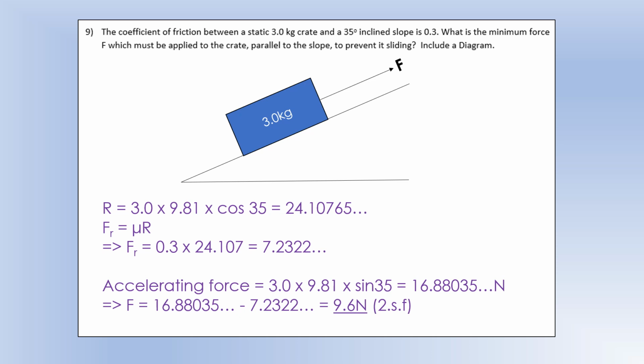So the first thing I do is calculate what the normal contact force is, and then from that we can calculate what the frictional force is going to be, or the maximum frictional force. So the force acting down the slope would be the component of weight force parallel to the slope. That's 3 times 9.8 times sine of 35. So we can see that the force we're going to need to apply would be the difference between the two forces we have calculated. So that needs to be 9.6 newtons to hold it in equilibrium.